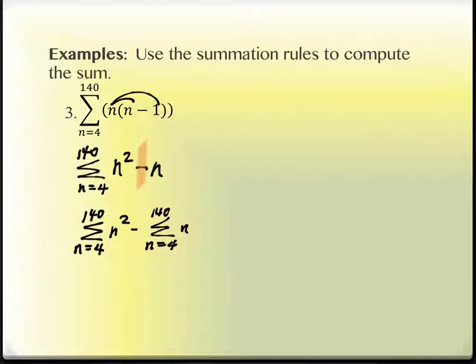Okay? Keep ignoring the fact for the moment that n is equal to 4 at the bottom, that the index starts at 4. If the index were to start at the number 1, we would apply the properties we had before. So I'm going to write them as though they start at 1, and then I'm going to show you what happens because they don't. So we're going to change this from n equals 1 to 140 of n squared minus the summation from n equals 1 to 140 of n.